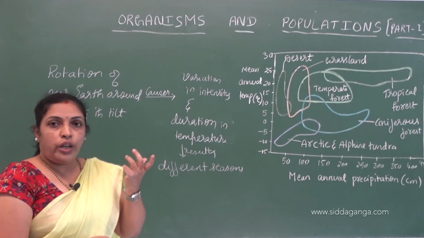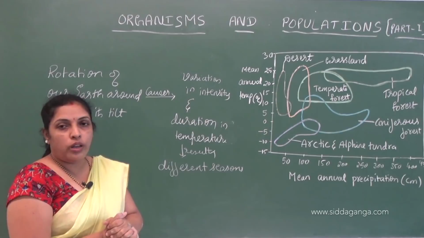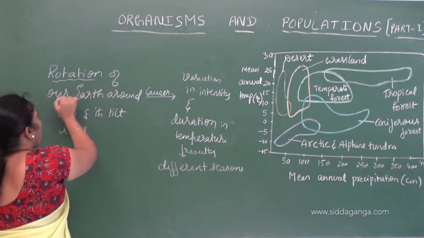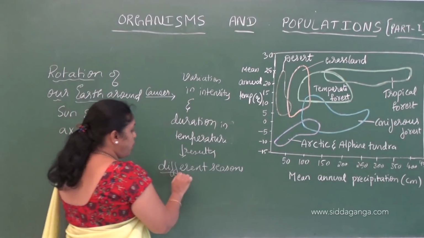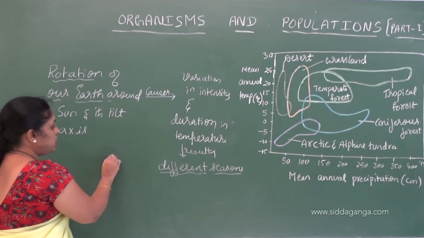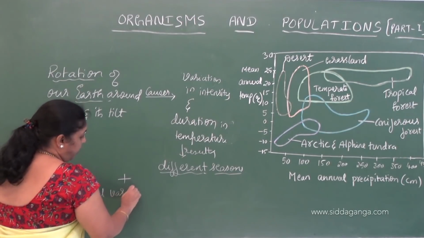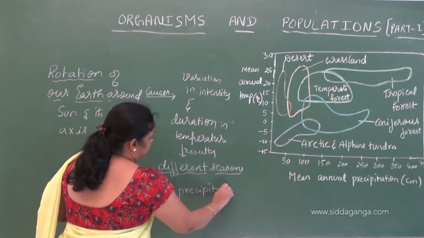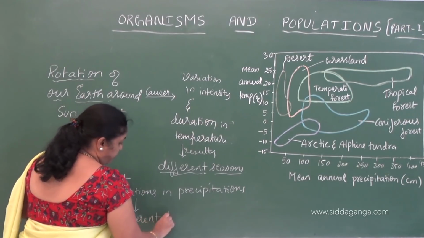Understood? Look, in some places it rains a lot, in some places there is no rain at all. In some areas we see very cold, in some areas it will be very hot. These are all variations mainly due to the rotation of our earth around the sun and its tilted axis. That is responsible for the formation of different seasons. So along with these variations, annual variations in precipitation results in the formation of different biomes.